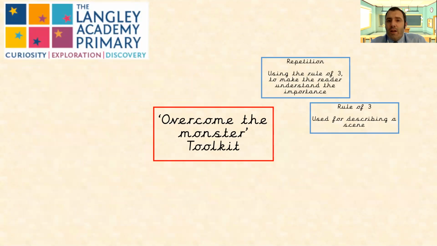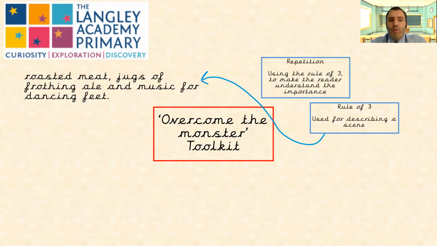So you've got repetition and using the rule of three to make the reader understand the importance. And the rule of three used for describing a scene. So looking at the rule of three first. Roasted meat, jugs of frothing ale, and music for dancing feet. So we've got three things there that add some description, add some detail to our scene. So roasted meat, we get the idea of beef and pork and chicken and turkey all sat there. Jugs of frothing ale and music for dancing feet. So big jugs of drink for the warriors, and music for dancing feet.